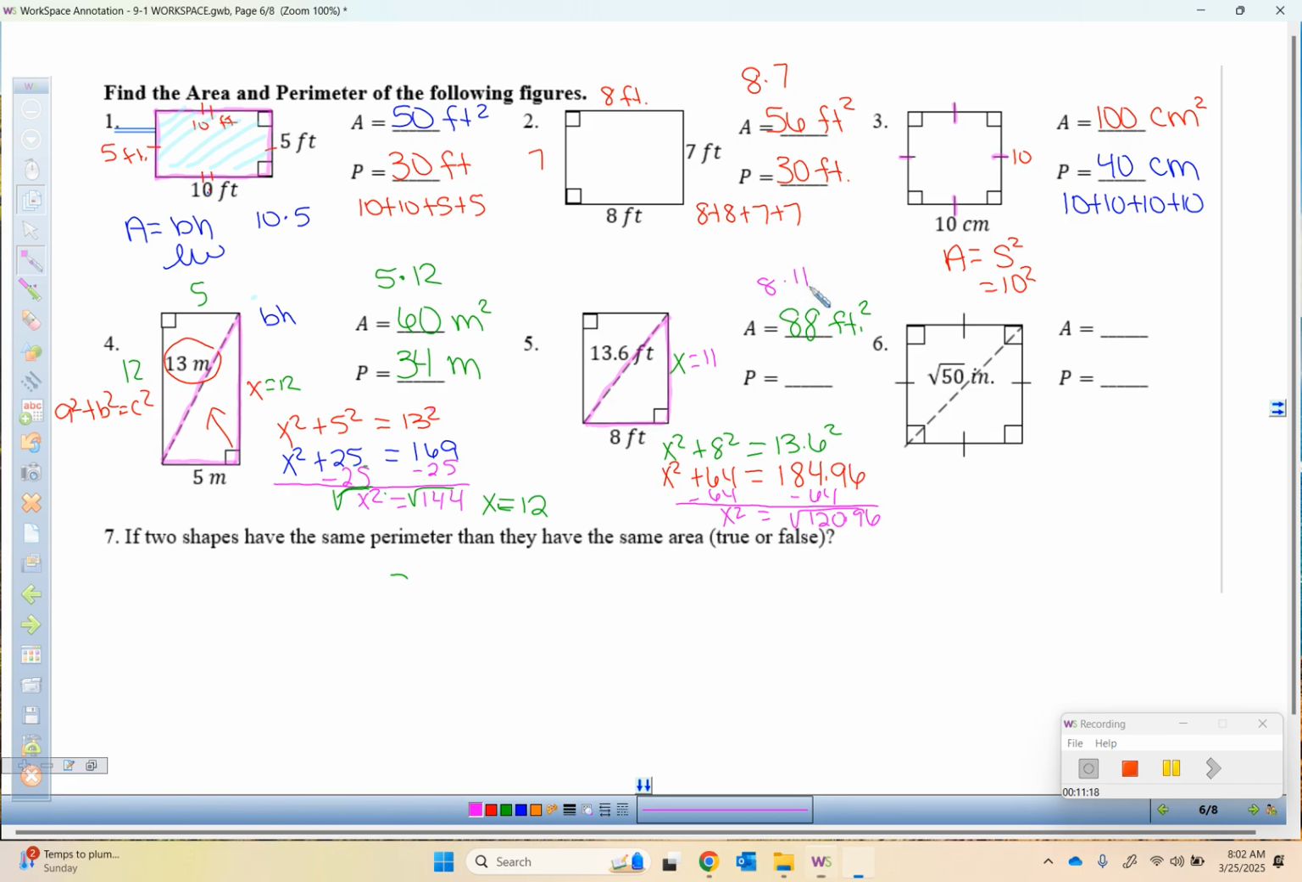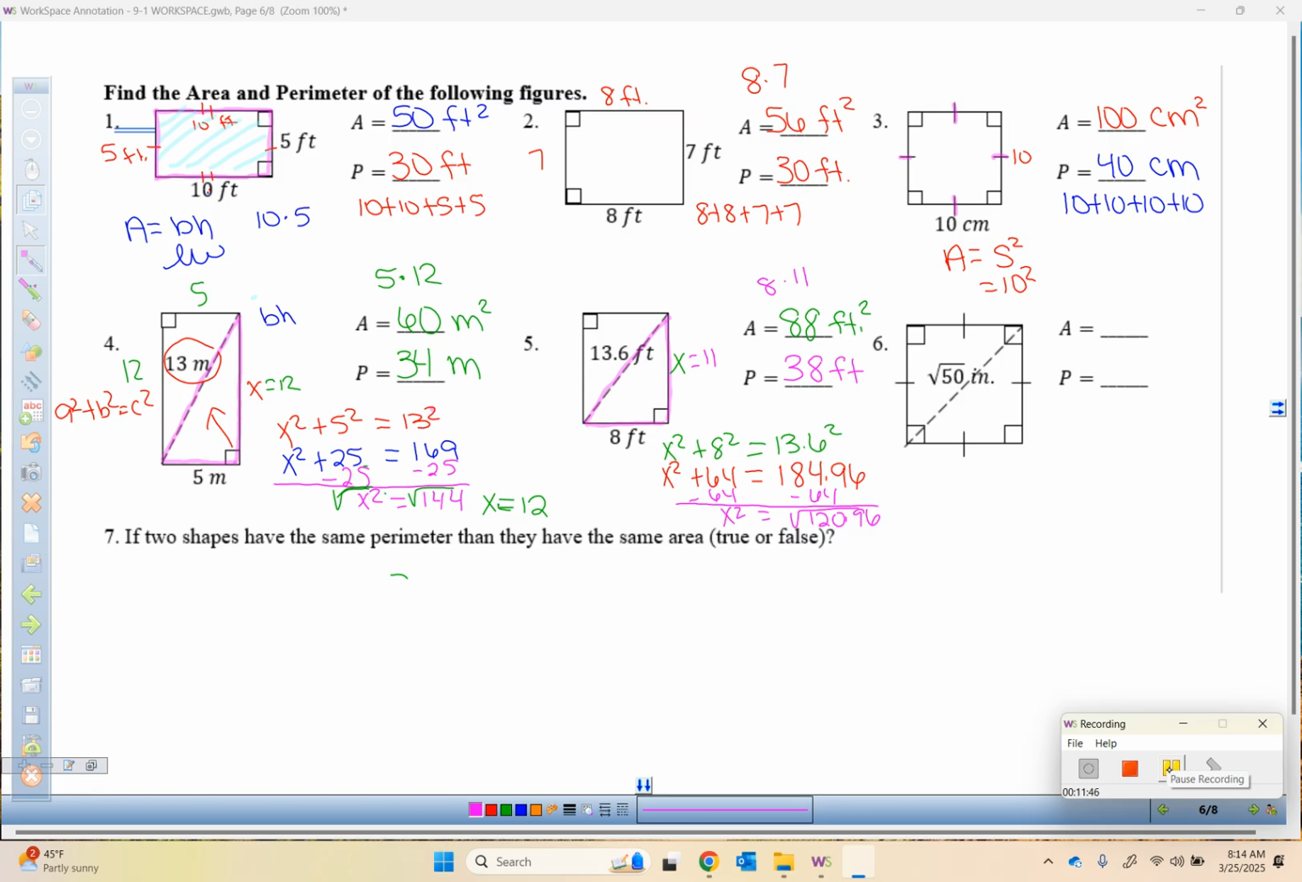Are we on the same page right now, everybody? I think I jumped a step. I'm backing up. I figured it was x before I put it down. Okay, so now I have 8 and 11, so I also know my other sides. I have 11 and 8, so I would add 11 plus 11 plus 8 plus 8, and you should come up with 38 feet.